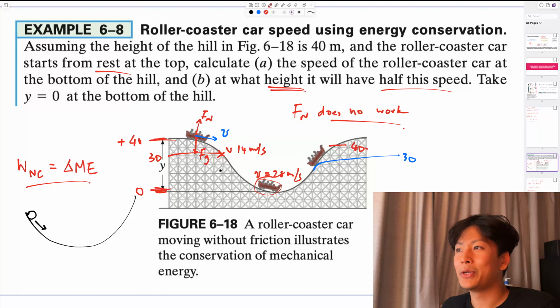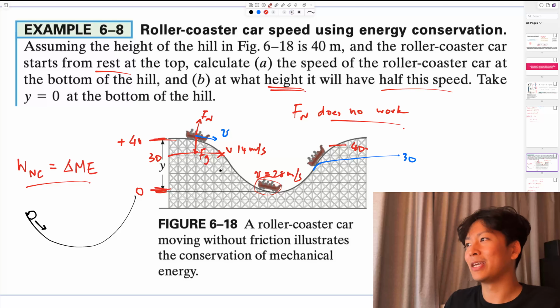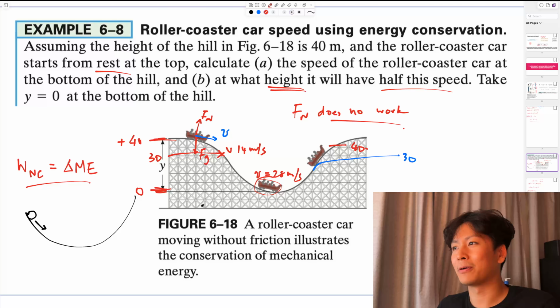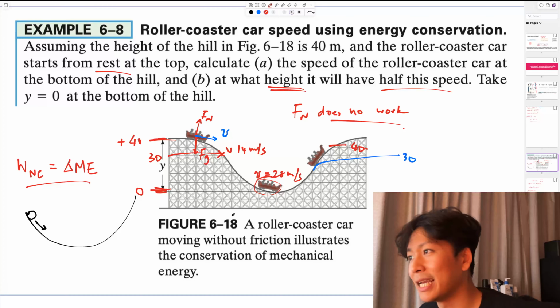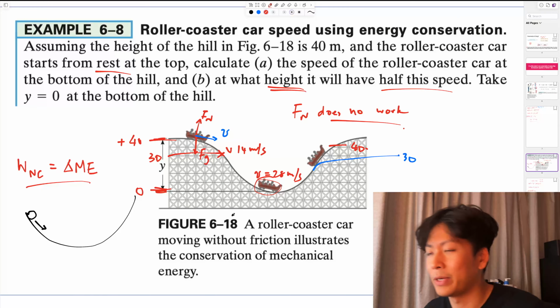Also, quick note. This question you would not be able to solve using kinematics. It is only possible to solve using energy. Why? Because acceleration is not constant on this curved track. If it was a slope down, fine, I could work out my constant acceleration. But because the slope is curved, acceleration is not constant, and so my kinematics equations get thrown out the window. So energy again becomes really helpful in this situation.